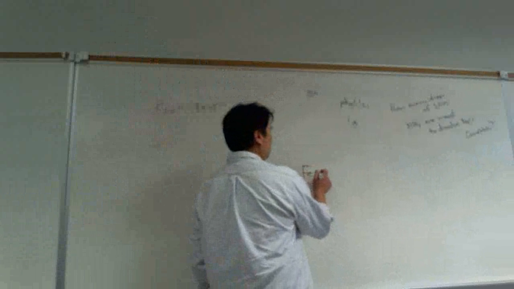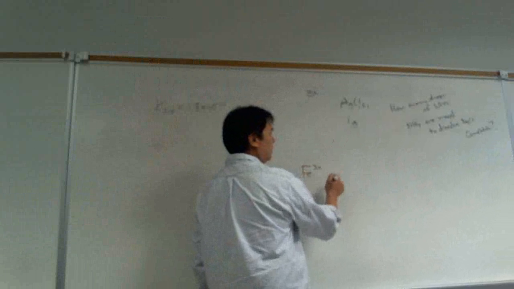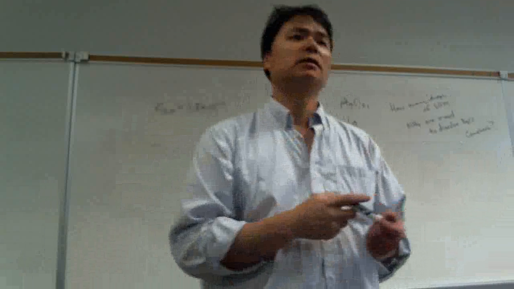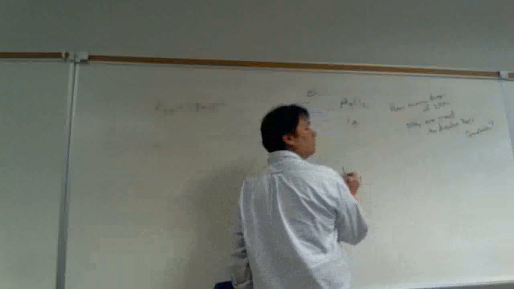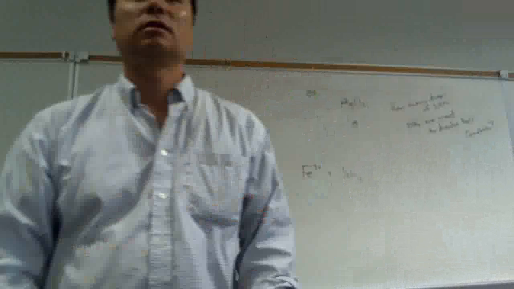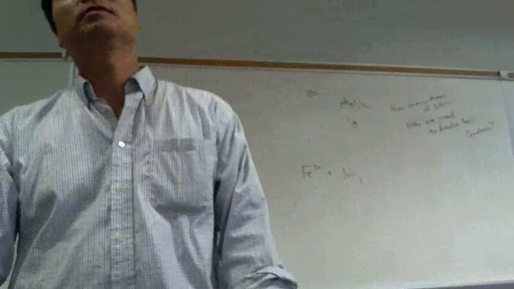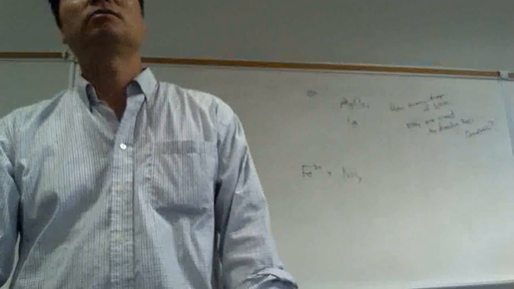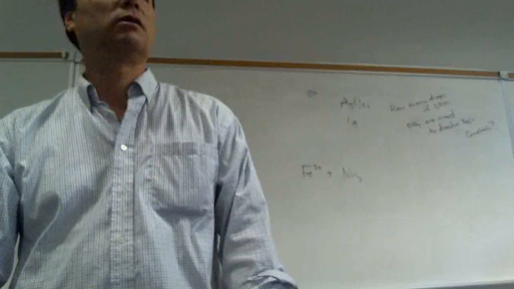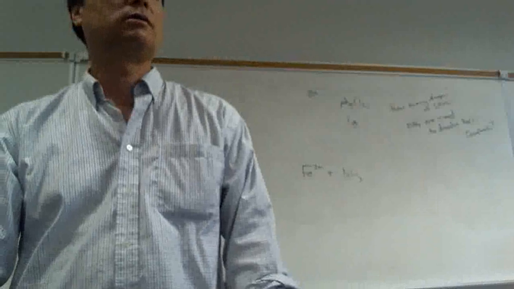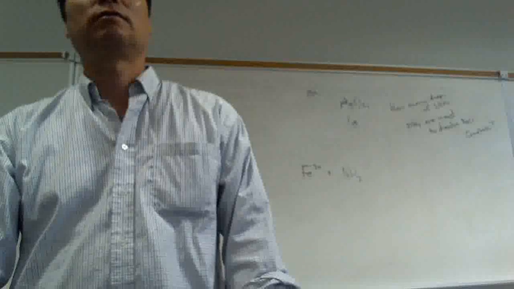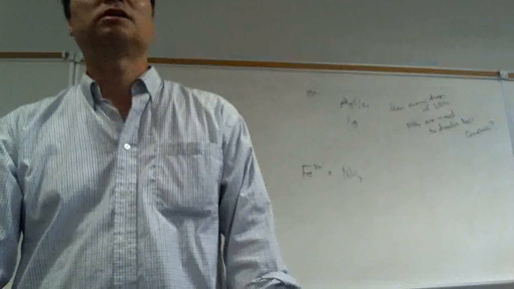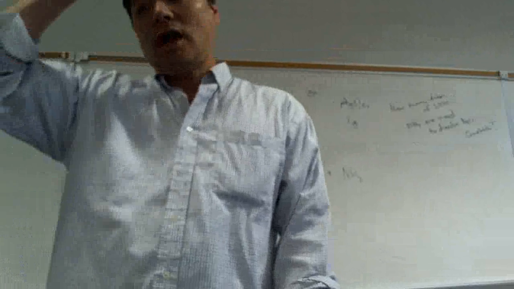For example, this, iron 3, well, ammonia. Ammonia, you should recognize that. Ammonia is a Lewis base, right? And so how many ammonias does iron 3 react with? 6? 4? How many? Because copper reacted with how many ammonias? Reacted with 4 ammonias. And so that means iron should react with 4 ammonias? 6 ammonias? How do you know?